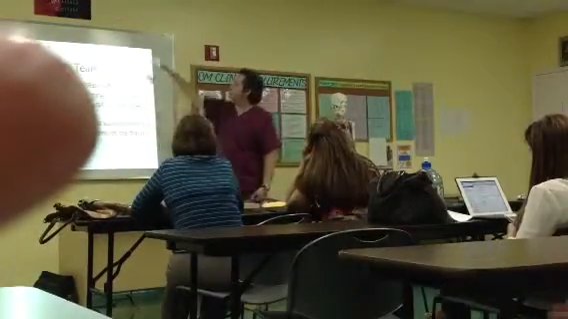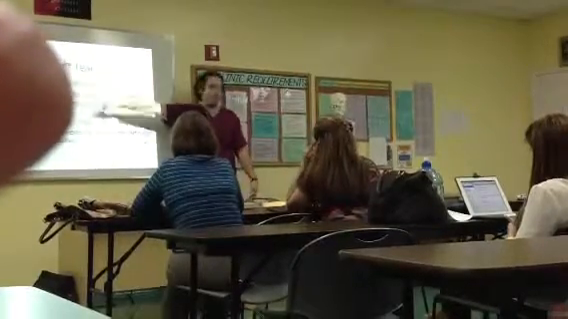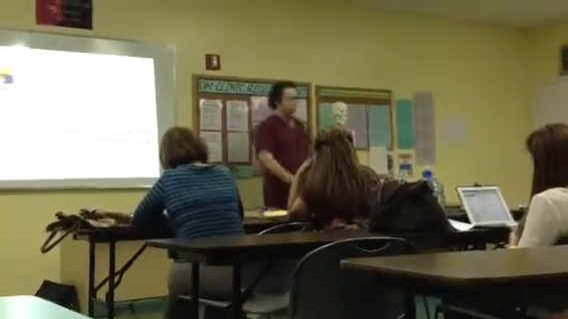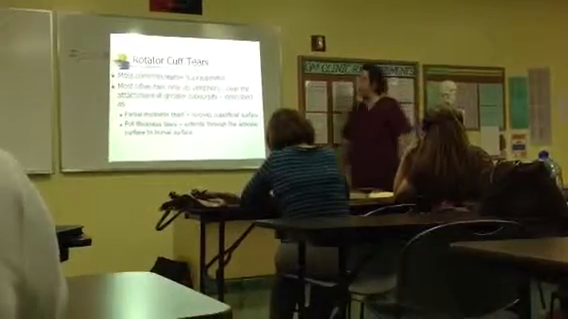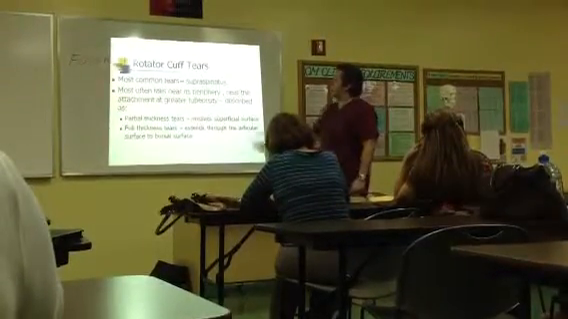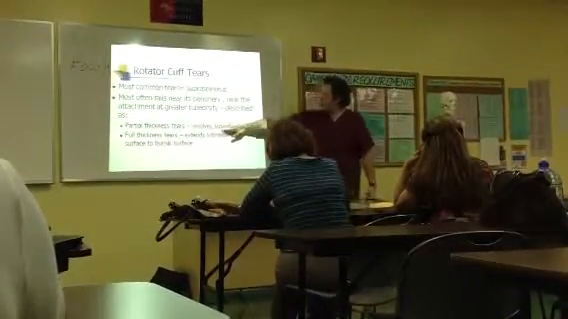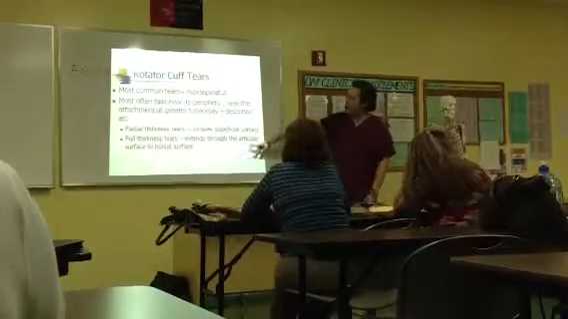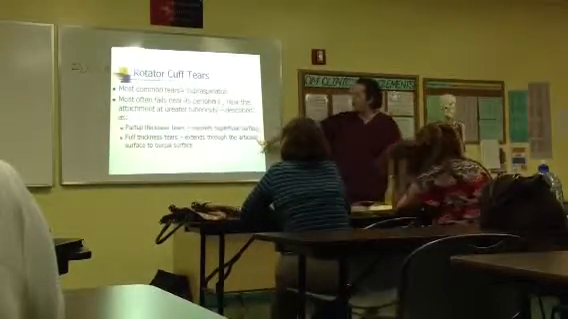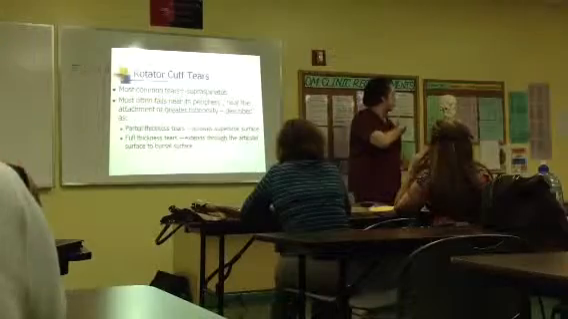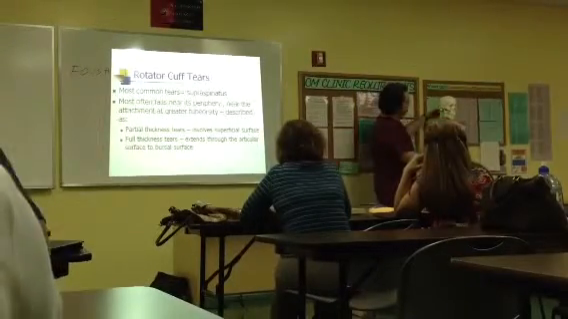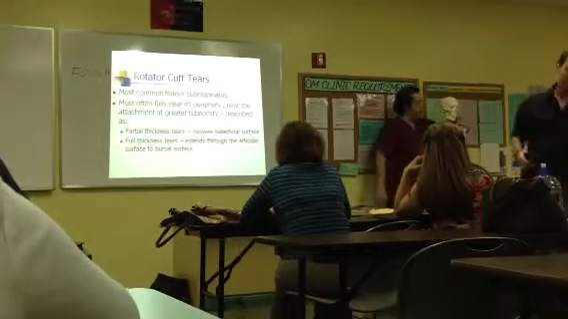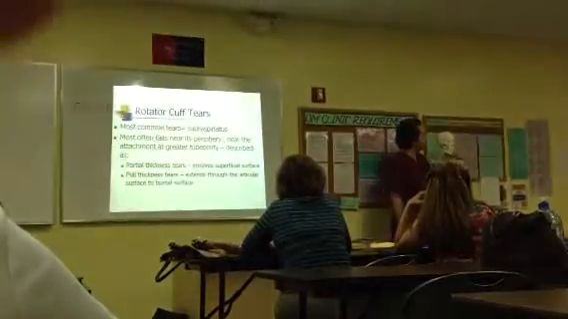The most common rotator cuff tear, again, is the supraspinatus. Still the same one muscle. A partial thickness tear involves a superficial surface tear, or a full thickness tear extends through the whole surface of the muscle. It's gone, so it separates. Instead of it being attached, now it has just separated from the actual shoulder.